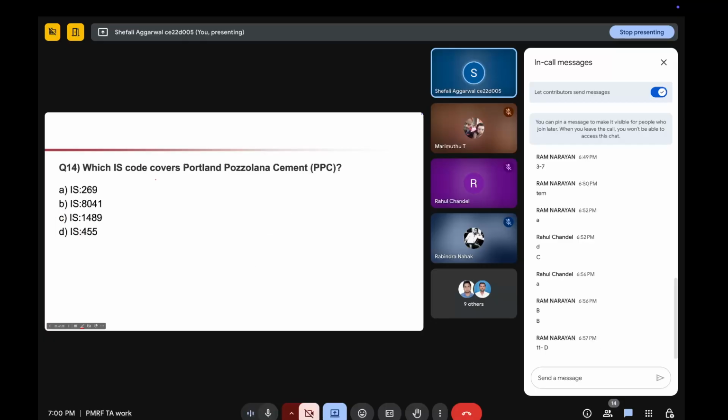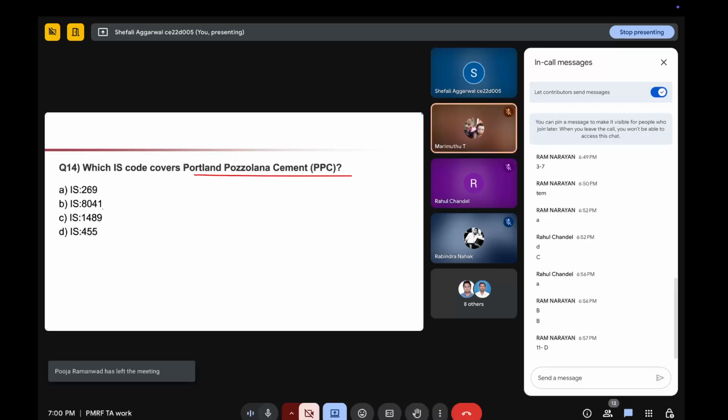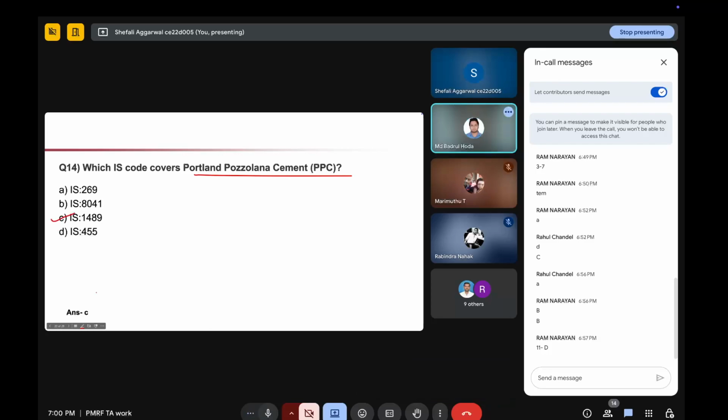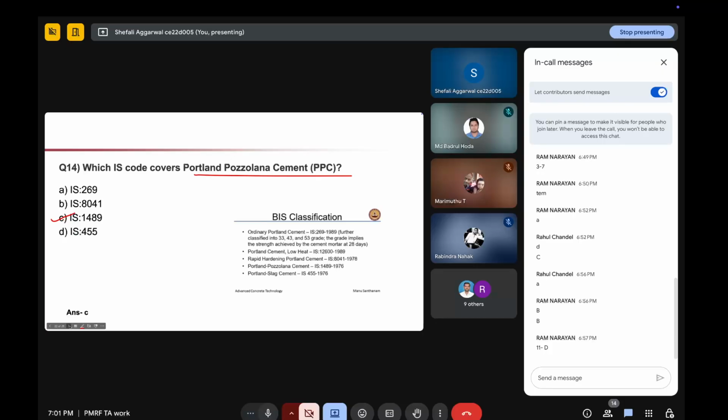Which IS code covers Portland Pozzolana cement, PPC? IS 269, 8041, 1489, 455. IS 1489. Correct. 269 is for ordinary OPC, 8041 is for rapid hardening, 1489 is for PPC, and 455 is for slag cement.